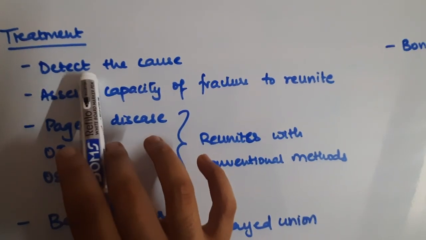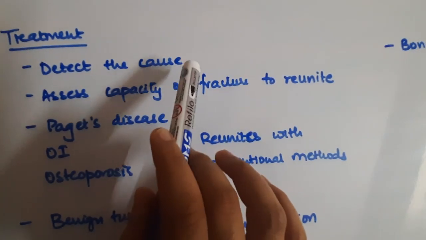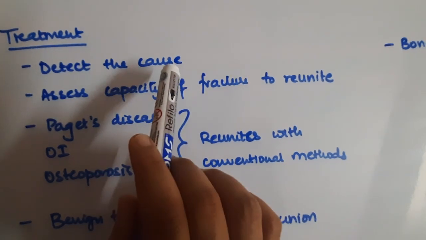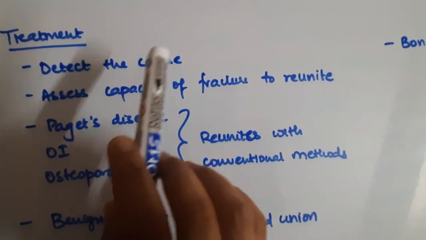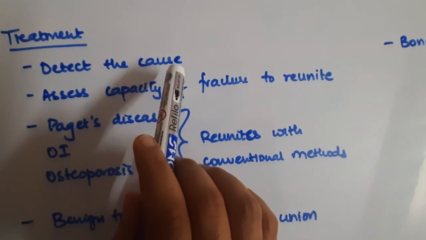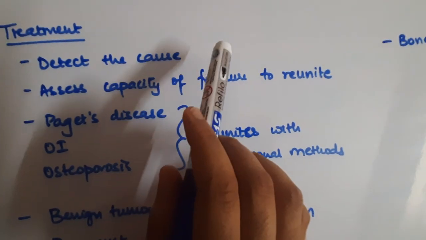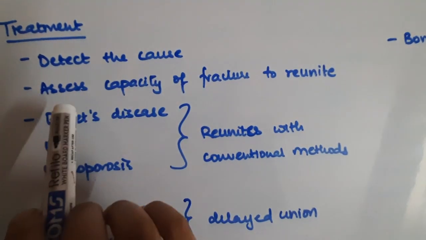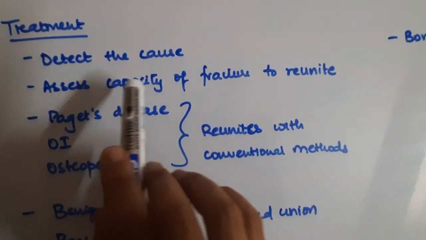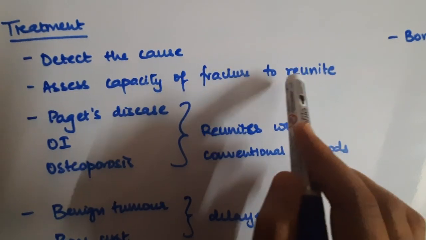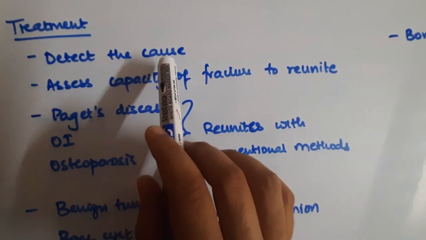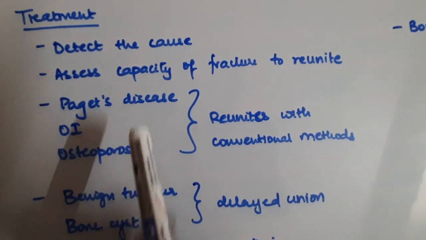The main treatment is done by detecting and treating the underlying cause. Since it is the underlying cause that has made the bone weak, the cause has to be eradicated so that the bone eventually can heal. And the capacity of the bone to reunite has to be assessed. That depends on the cause of the pathological fracture.